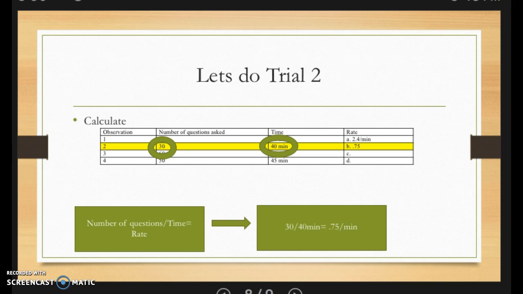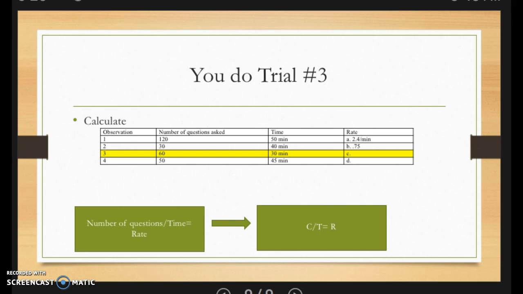So let's do trial 2. We're going to utilize the numbers in trial 2. The number of questions asked there was 30, and the amount of time elapsed during our observation was 40 minutes. So 30 divided by 40 minutes gives us 0.75 questions asked per minute.